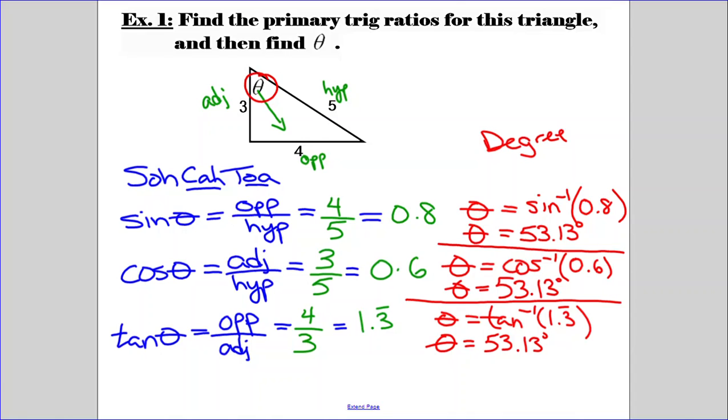So what this actually tells us is that we don't need to find every single one unless it asks us to set up the ratios. But basically, we just need to have two side lengths to find an angle. Any two will do, because we can use the opposite and the hypotenuse, the adjacent and the hypotenuse, or the opposite and the adjacent. So all of them will help to find out what the angle is.